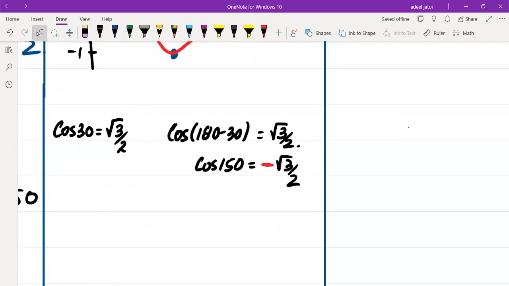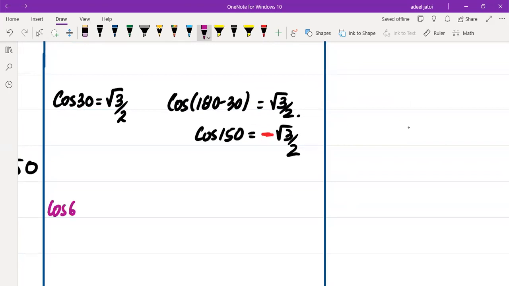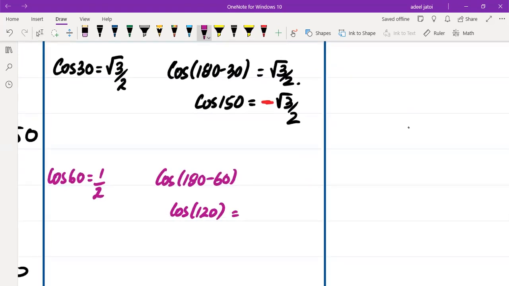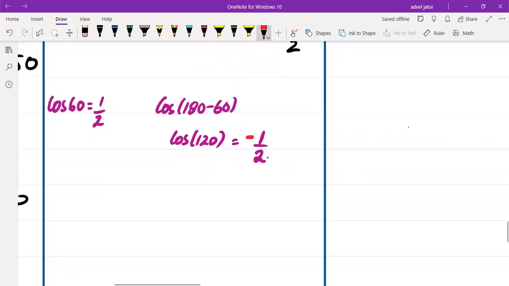Similarly, if you understand the concept that cos 60 is half, so cos 180 minus 60, which means we have cos 120. Now 180 minus 60 is 120. So cos 60 is half, cos 120 will also be half. But since it is an obtuse angle, your half will be negative.